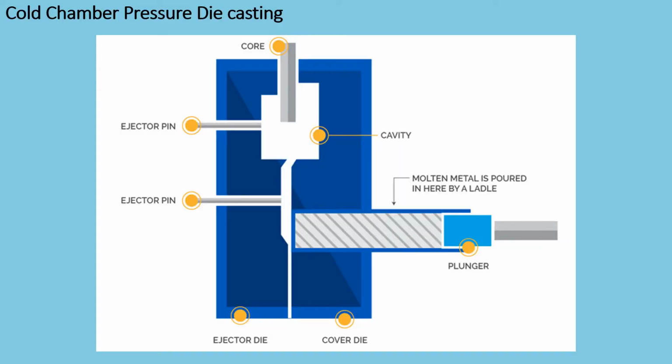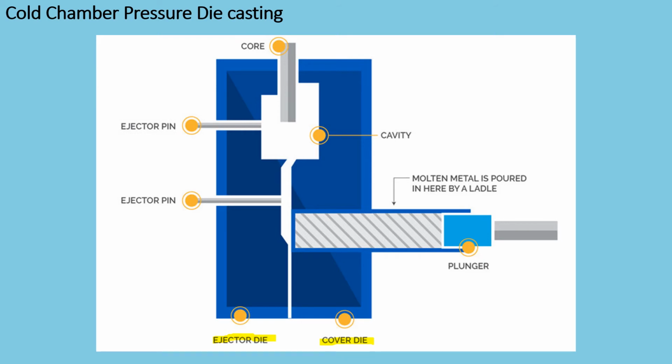This is the final area of die casting that we're going to look at, and this is cold chamber pressure die casting. So from the diagram, I'm sure you can see some similarities compared to the hot chamber pressure die casting we just looked at. Our die comes in two parts. We have the ejector die and the cover die. So it's the exact same as a hot chamber.